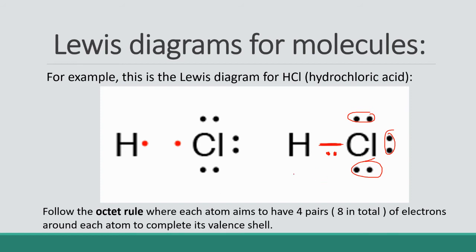Most atoms, apart from hydrogen and helium, and we're also going to see an exception of boron and beryllium, but all the other atoms want to have 8. That's the octet rule, where each atom aims to have 4 pairs or 8 electrons around it to complete its valence shell.